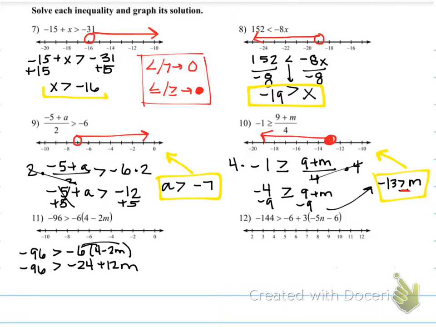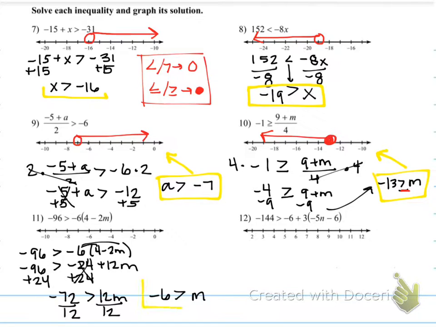From here, I need to get m by itself by moving everything over using inverse operations, just like I've done with all my other problems. That's going to start by moving that negative 24. Because it's a negative 24, the opposite is to add 24. So I'm going to add 24 for these to cancel out, leaving me with 12m. And then negative 96 plus 24 gives me a negative 72. Then I'm going to divide by 12. Negative 72 divided by 12 gets me a negative 6. So I've got negative 6 is greater than m.